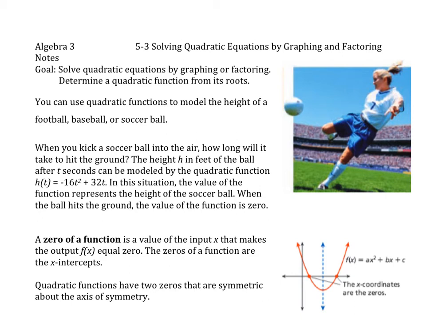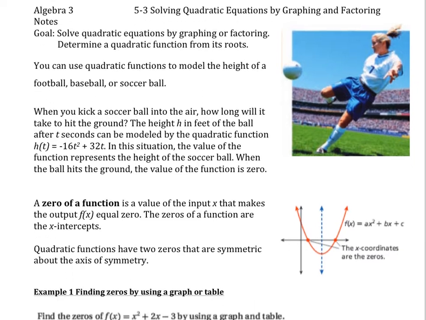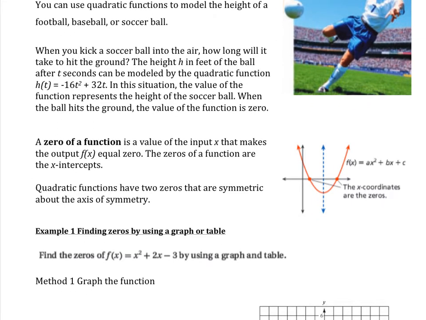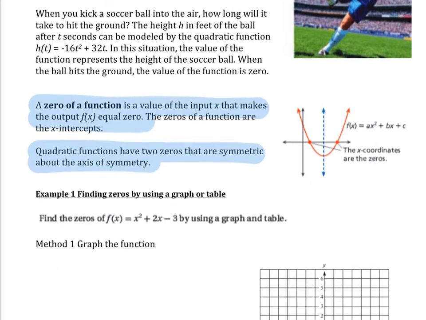Okay, 5.3, solving quadratic equations by graphing and factoring. We are actually going to find zeros, and the zero of a function is where it crosses the x-axis. So it's the value of x where y equals 0, or f of x equals 0. Quadratic functions have two zeros, and they're symmetric about the axis of symmetry.